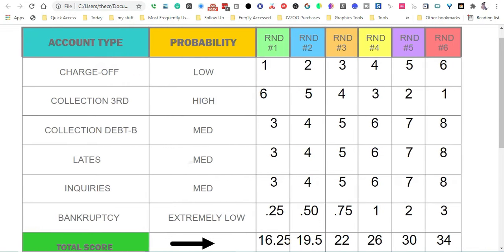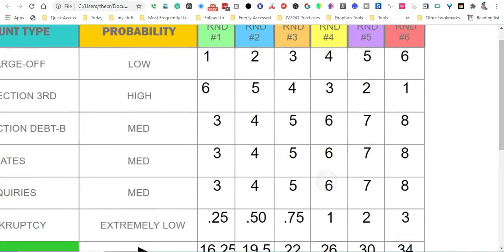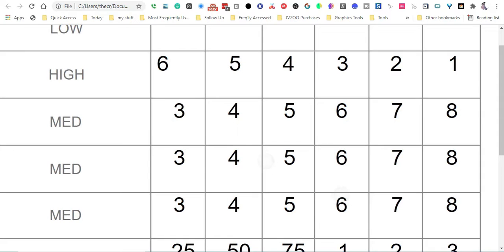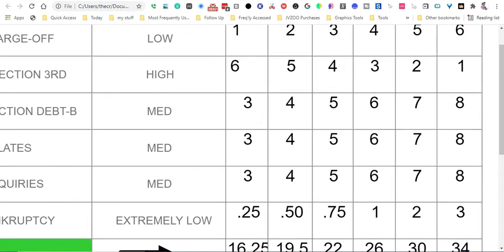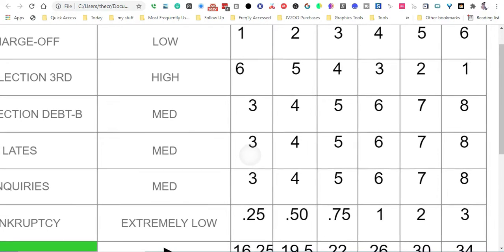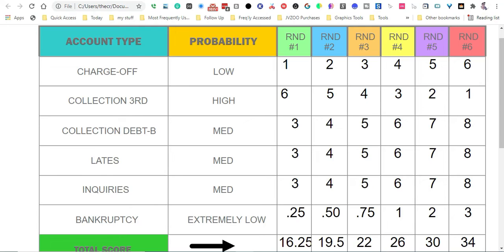All right, so for debt buyer collection, late payments, and inquiries, they're all medium, right? And your highest probability is going to be round 6, but you have the same probability of removal at round 4 as you do for a charge off at round 6, okay? Because you have a 6 right here at round 4, okay? So they do not take as much time and they do not take as much effort, so you are going to get them off faster. That's what probability of removal means. How likely is it that I'm going to get X or Y removed from my credit report quickly, okay?